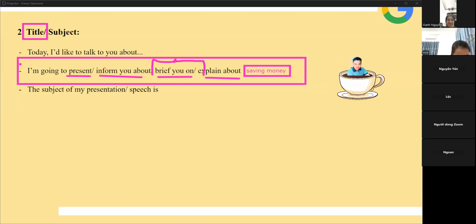Okay, Miss Owan, can you please read the second part? But instead of saying present or inform me about, let's use brief you on. Yeah, I'm going to brief you on the Lunar New Year. Or our topic here is saving money, but anything is fine.